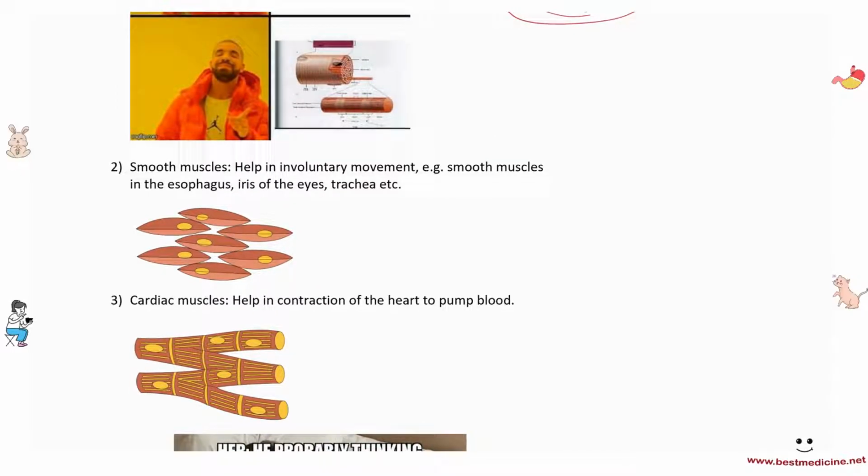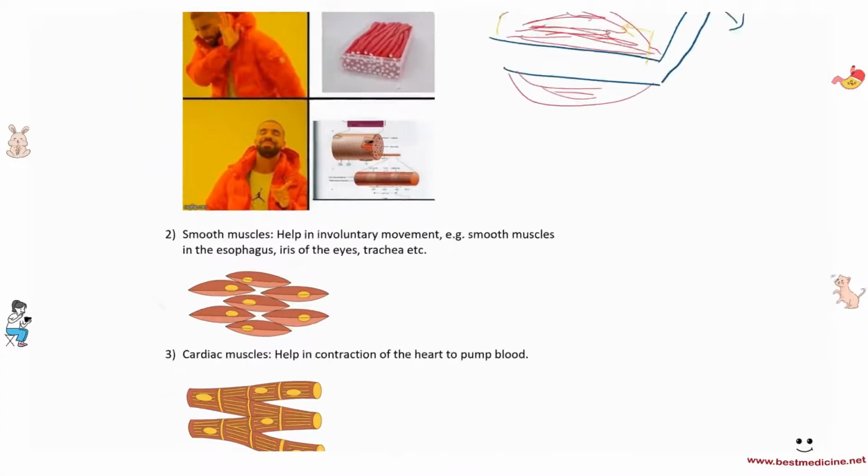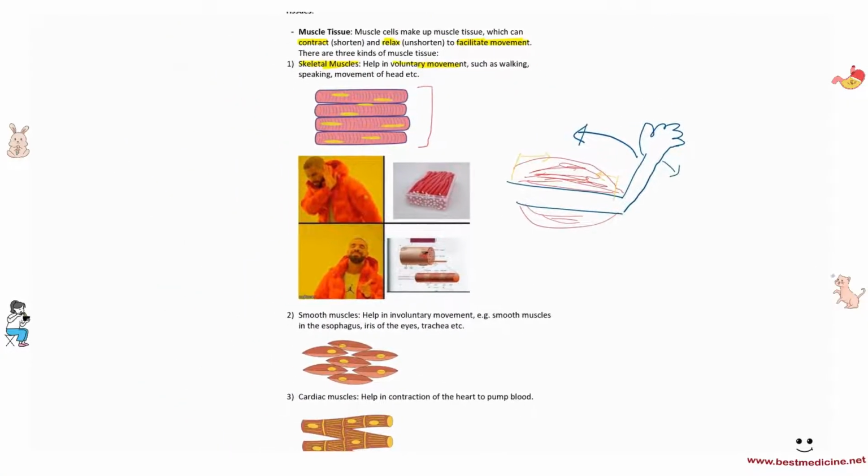Then thirdly, we have cardiac muscle cells, and therefore cardiac muscle tissue. The cardiac muscles help form the heart, so they help in contraction of the heart, which eventually then pumps blood, okay? So these are the three types of muscles, and muscle tissues.